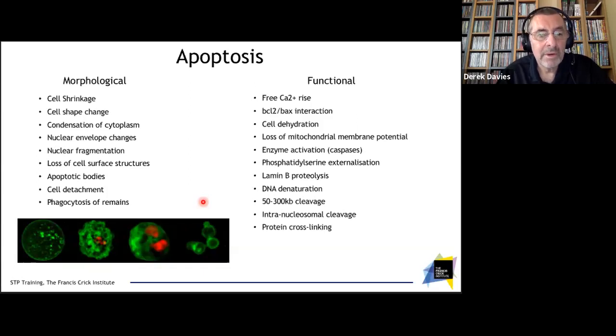But at the same time, underlying those morphological changes are a whole series of biological, or biochemical, changes. Again, these are pretty chronological. So we get changes in the levels of calcium, sodium, potassium. We get the interaction of small protein molecules that are in the cytoplasm. We get changes to the mitochondria. We get changes to the actual structure of the plasma membrane. We see DNA denaturation happening very specifically, and we see this breakup of DNA.